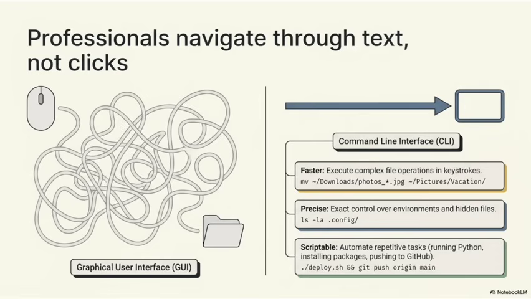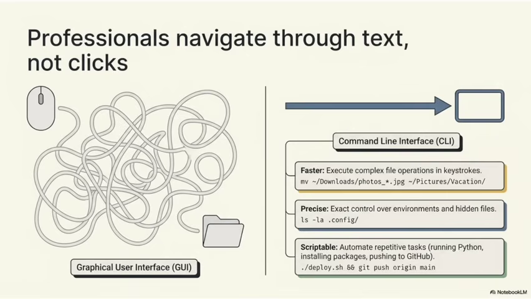line. This slide makes a case for the command line by contrasting how a GUI user and a professional developer interact with their file system. The GUI path on the left is a familiar one. Click through nested folders, drag files, use save as dialogues. It's intuitive but slow, imprecise, and not automatable. The CLI, or command line interface, path on the right executes complex file operations in keystrokes: moving hundreds of files, installing packages, pushing to GitHub, all in a single typed line.